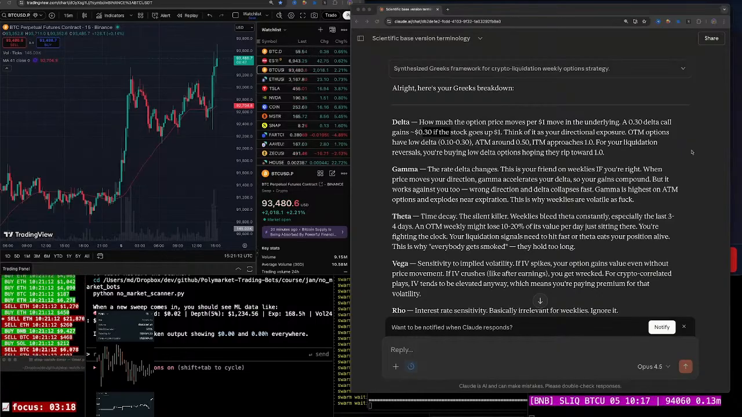So your gains compound, but it works against you too. Wrong direction and delta collapses fast. Gamma is highest on ATM options, at the money, and explodes near expiration. This is why weeklies are volatile.